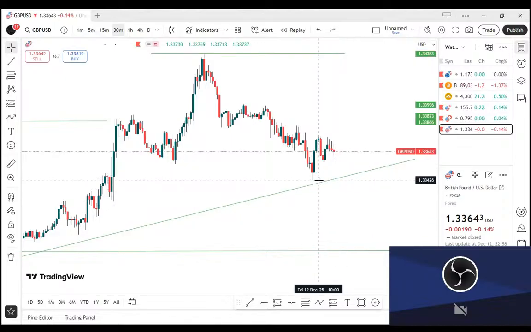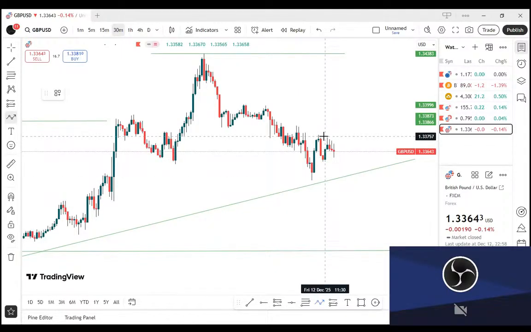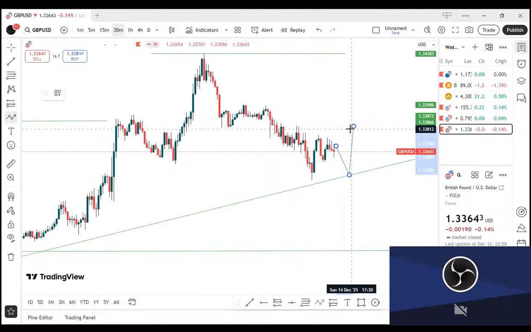But if this trend is being respected, you notice price tapped on it here and went up, price will have to come back again here and tap on it. If it pulls out again, taking out these highs, then taking out this high is a shift in price.